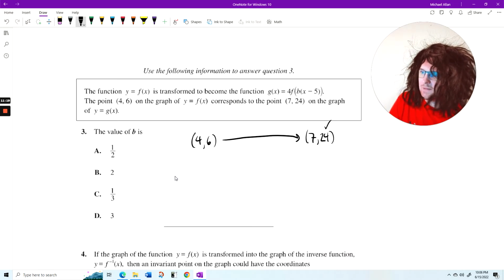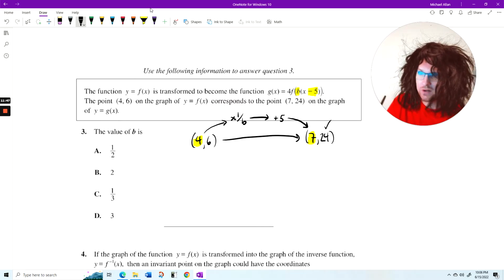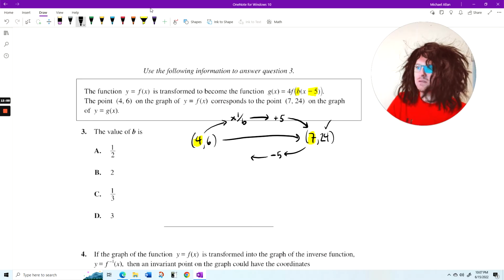But then the next part says, okay, I'm going to figure out how do I change this to the 7 using the B and then minus 5 here, right? So what this is saying is I'm going to take this value, times it by 1 over B, then add 5 because I got to move to the right, and I got to get 7. If you want to reverse the operation, going back this way, I can minus 5 first and then divide by 1 over B, or times by B, to get to where it was. So that's my question, what's happening in that spot there?